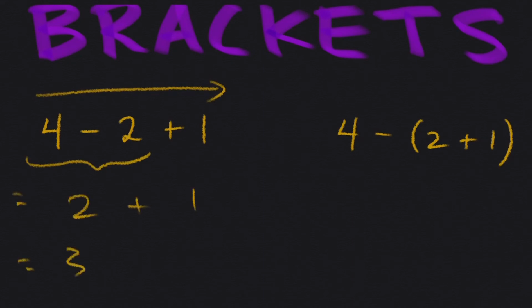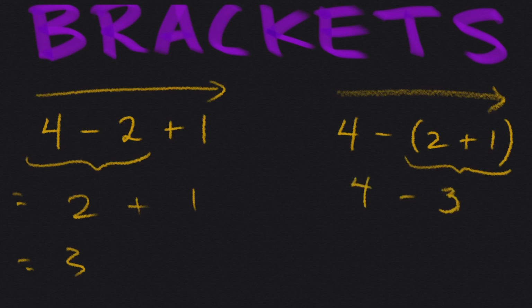That's equal to 3. Well, in the other case, we can still read it from left to right, but all of a sudden we hit these brackets. So we've got 4 minus something in brackets. Brackets tell us to do that first. So we're going to figure out what's in the brackets and simplify that, and then complete the rest of the expression. So 2 plus 1 is 3, and then I've got 4 minus 3, which is equal to 1. So sometimes there are exceptions for when you're reading from left to right, and the only exception is really for brackets. So if you do see some brackets, do whatever is inside the brackets first.